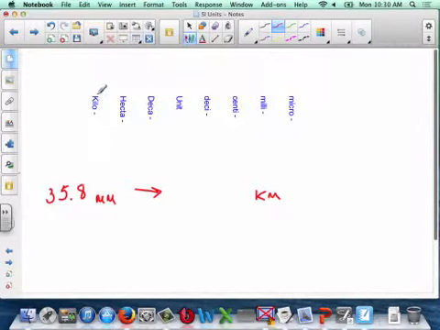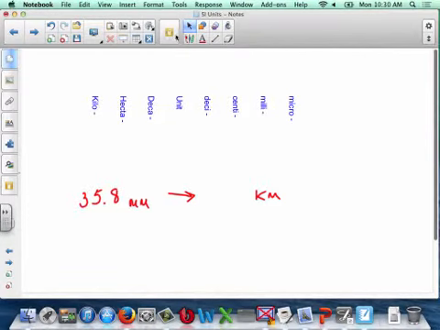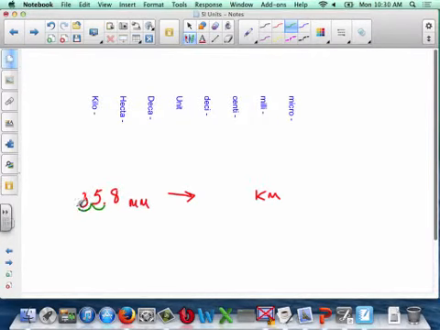And what direction did I move? To the left. So what I'm going to do with this decimal is move it 6 units to the left. I need to definitely give myself some more room here. So I'm going to take my little decimal here. I'm going to move 1, 2, 3, 4, 5, and 6. And what do I put in all these blanks? Zeros. So 35.8 millimeters is equal to 0.00000358 kilometers.